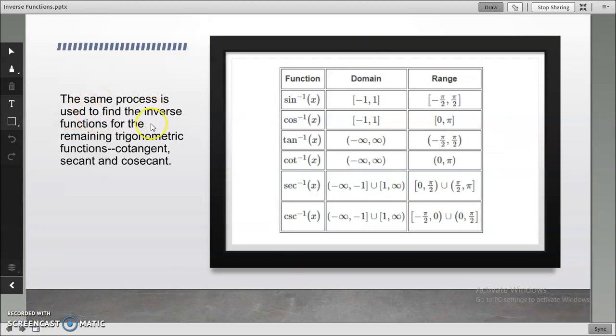The same process is used to find the inverse functions of the remaining trigonometric functions: cotangent, secant, and cosecant. And here we have them. Again, the range for sine is negative pi over 2 to pi over 2. For cosine it is 0 to pi. For tangent it is negative pi over 2 to pi over 2. Cotangent is 0 to pi. For secant, notice that pi over 2 is not included, and for cosecant, 0 is not included. If you put those in your calculator, it will yield an invalid or error message because they don't exist.